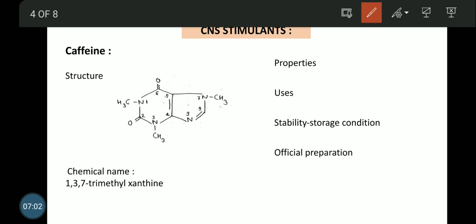Along with that, in combination with aspirin or codeine, it can be used for analgesic effect or analgesic activity. Stability and storage: it is affected by moisture, hence stored in tightly closed containers.